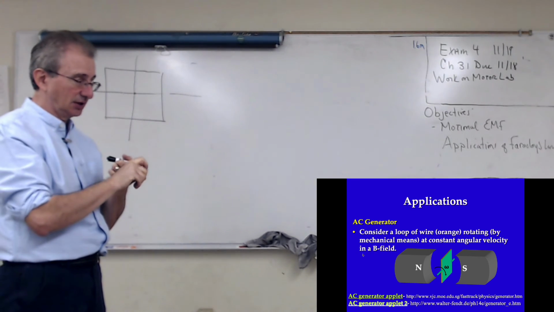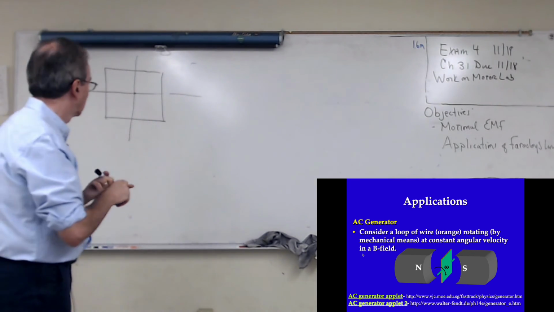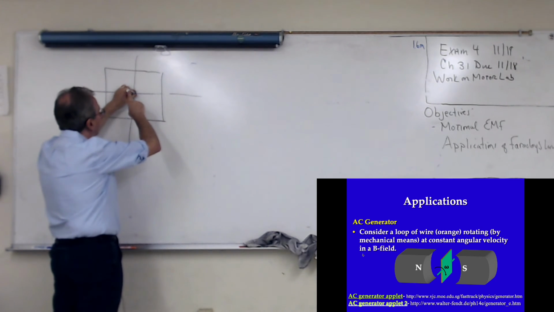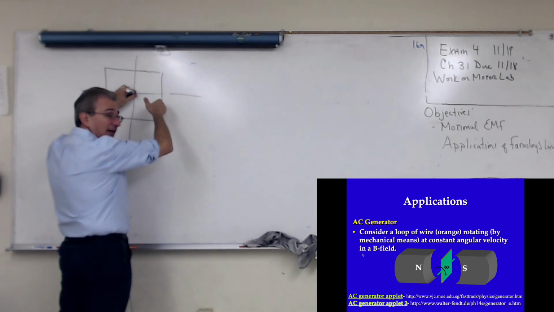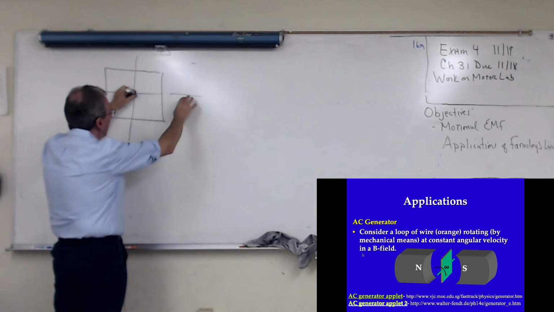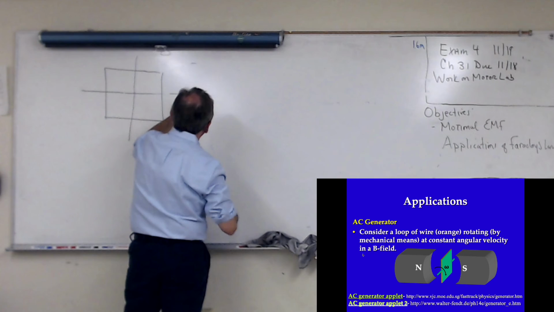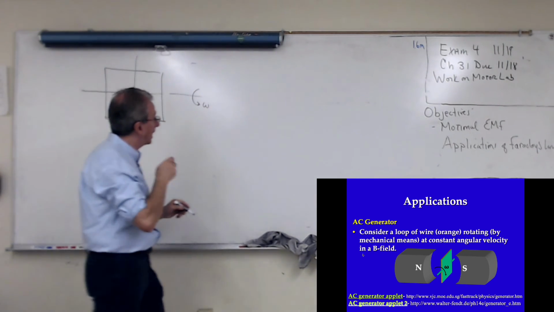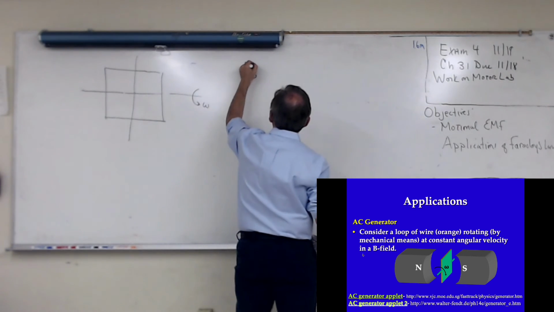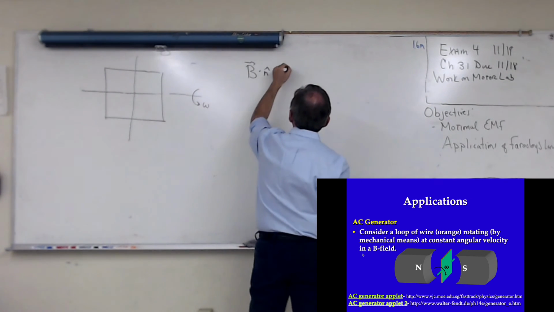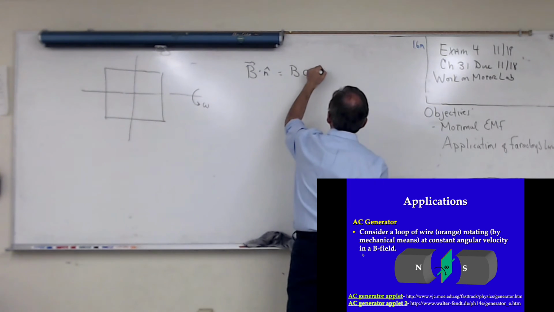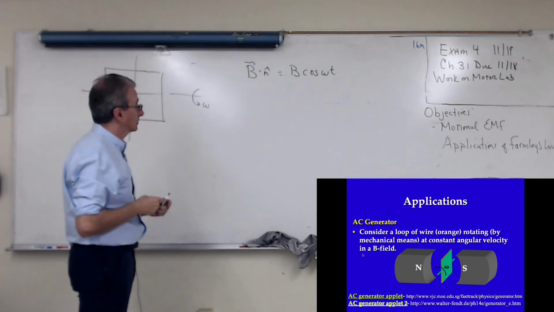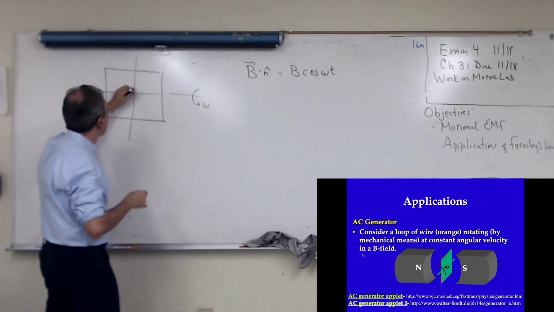The magnetic field's not changing, but the angle between the normal to the loop and the magnetic field is now constantly changing. If I rotate this with an angular velocity omega, then the dot product B dot N has to be written as B cosine omega t, because omega t is the angle between the normal to the loop and the magnetic field.